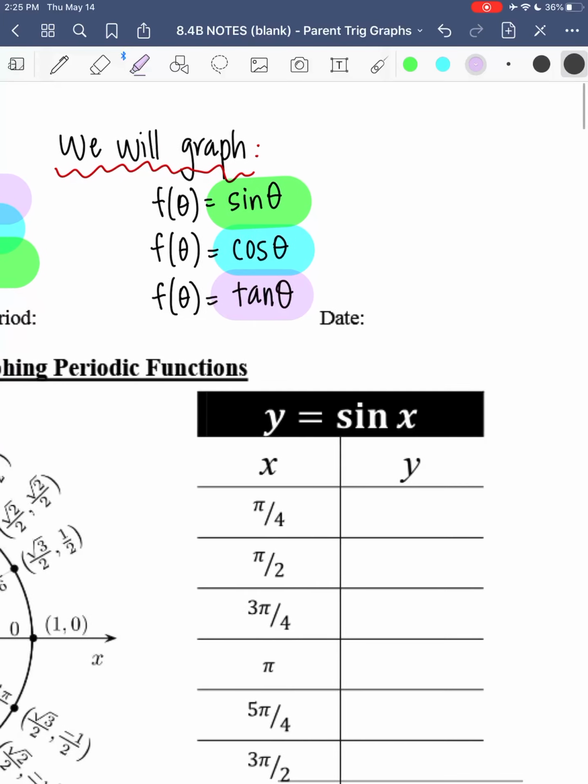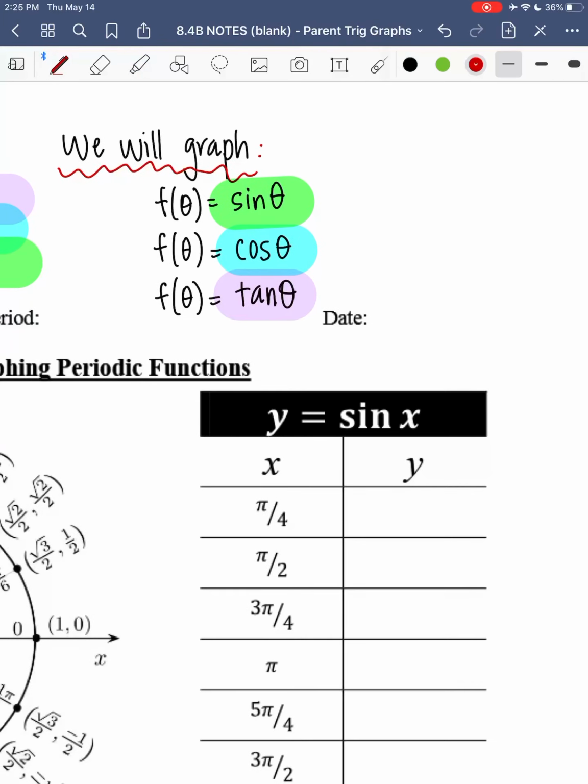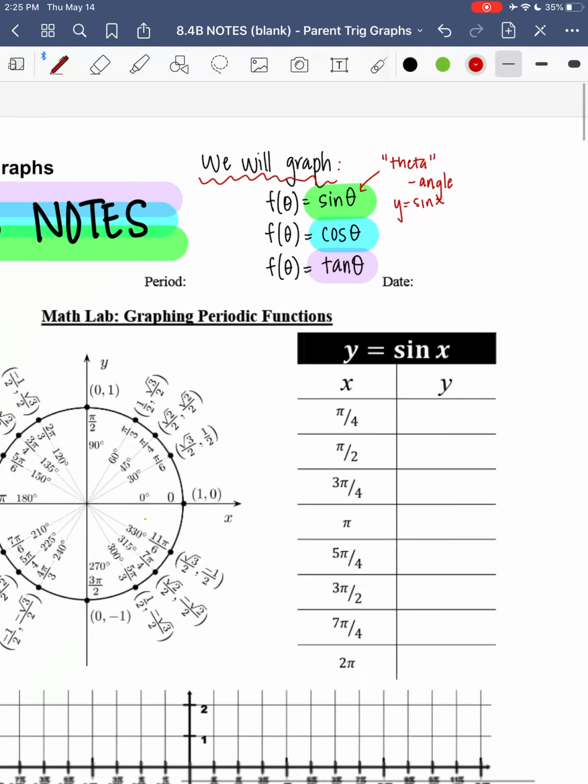I wrote them up here in function notation using theta as my variable. This is theta, right? For some reason, mathematicians take a liking to certain Greek letters representing stuff, and theta is often used to mean an angle. So sine, cosine, tangent are all dependent on the angle that you're looking at. So we say sine of theta. You could write this the same thing as saying y equals sine of x, but this just looks fancier, so I'm gonna write it like that.